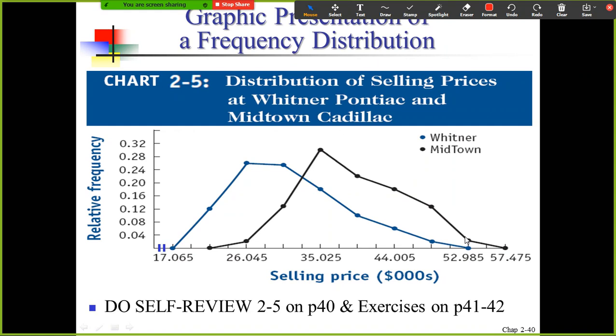So make me one paragraph summarizing which one is better. For example, if the blue line is better than the black line, why? Or if the black line is better performance or better sales than the blue one, why? After you summarize these two frequency polygons on the same graph, go to self review 2.5.